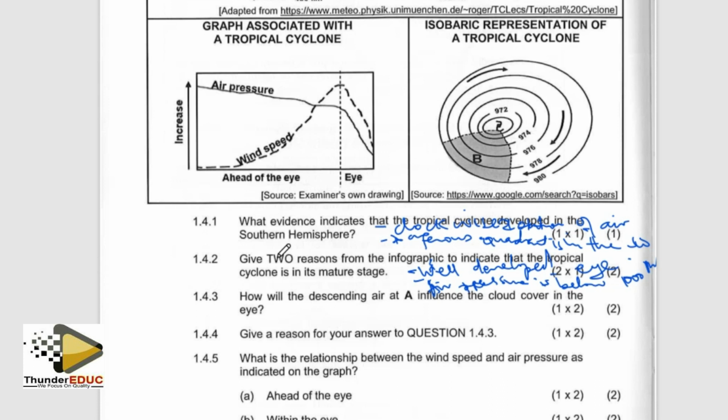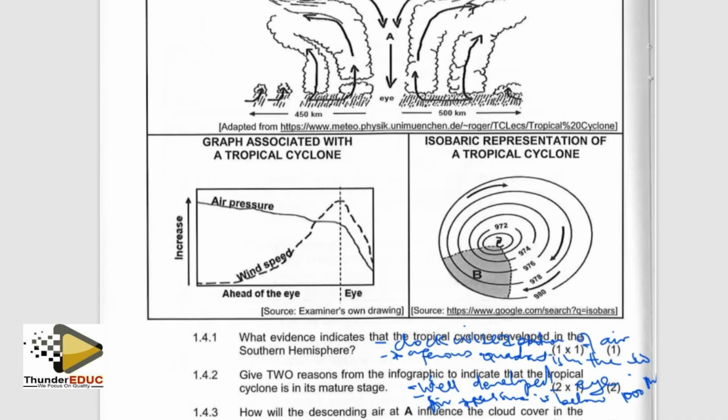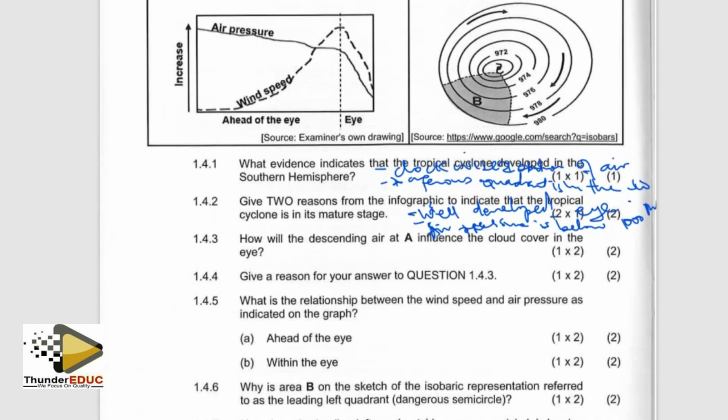Then you can also look at, from the very infograph, the speed. Because here it is indicated, actually, you look at the area covered. It covers between 500 kilometers and 450 kilometers. So it has covered a wider area, which means it is in its mature stage where it is running at a rapid speed. So you can also give another evidence, the system covers a wider area, from 450 to 500 kilometers. That is a bigger area.